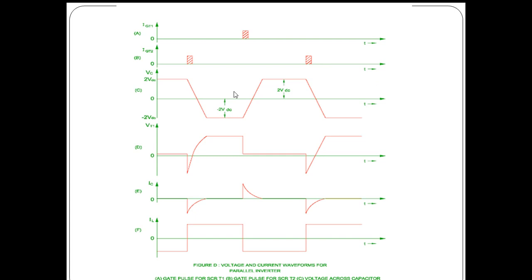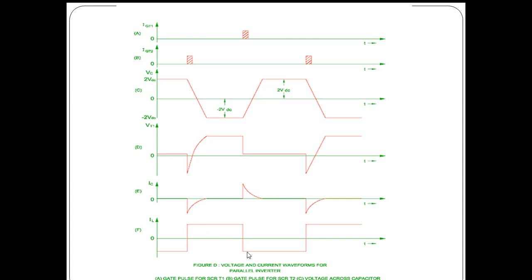This is the voltage across the capacitor, and when it is charging the current will be increasing and it will be maintained constant. The capacitor is fully charged, and this is the load current. The last one is the load current.